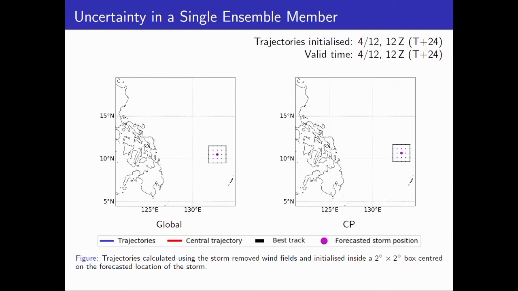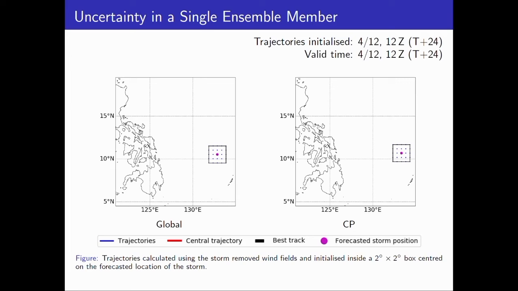So now that we have this environmental wind, we want to look at the sensitivity of the storm's position to its future track. To do this, we've used trajectories just in the environmental wind field. This magenta dot is where the storm was forecast to be 24 hours into the forecast. And we've used our environmental winds to start trajectories in a 2 by 2 degree box around where the storm was. And then in this single ensemble member, we want to see whether the trajectories spread out like we saw in the track forecast, or whether they stay together.